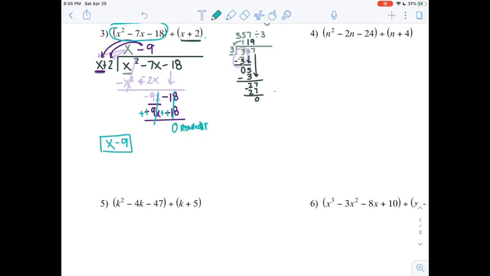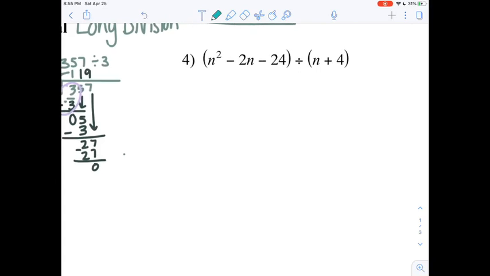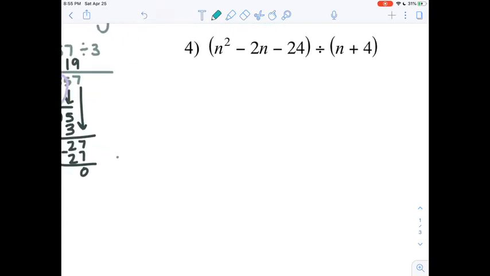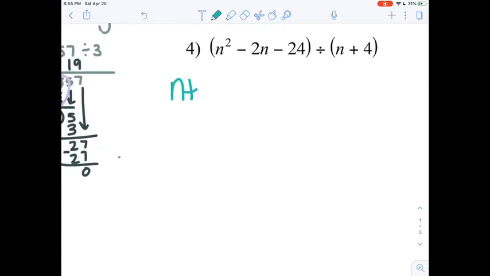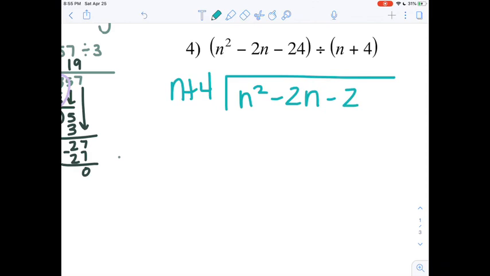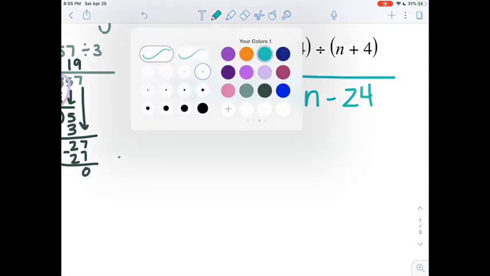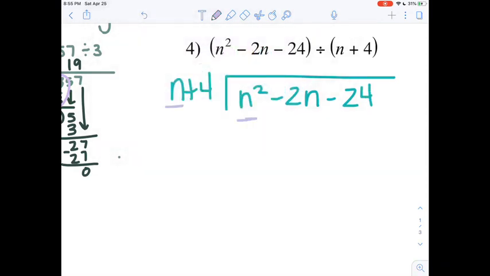Okay, so let me walk through this for you again. So I'm dividing by n plus 4, and inside is n squared minus 2n minus 24. So I'm going to start with the n and the first term. So what times n would get me n squared? N. So then you have to multiply this by n and by the 4. So I get n squared plus 4n.